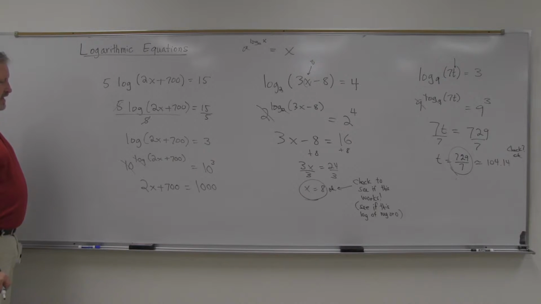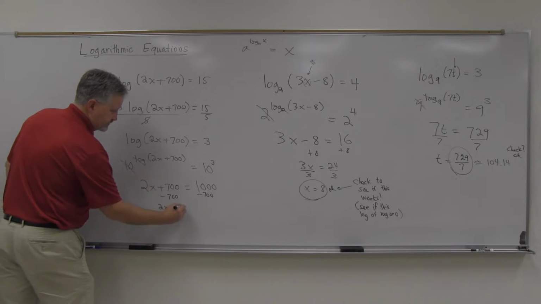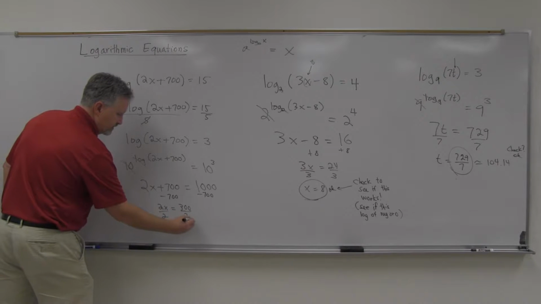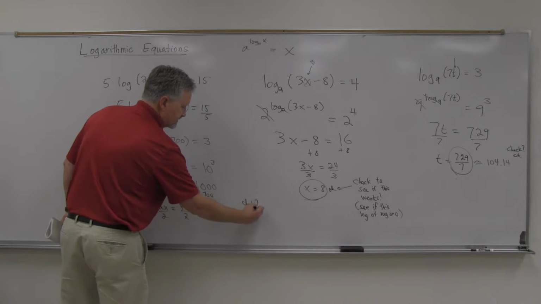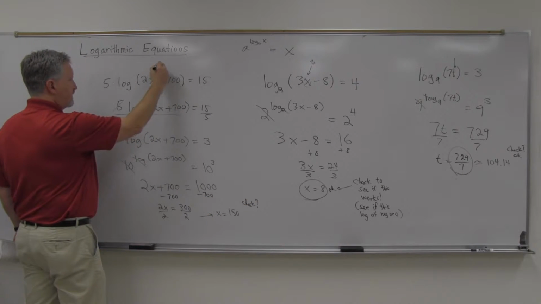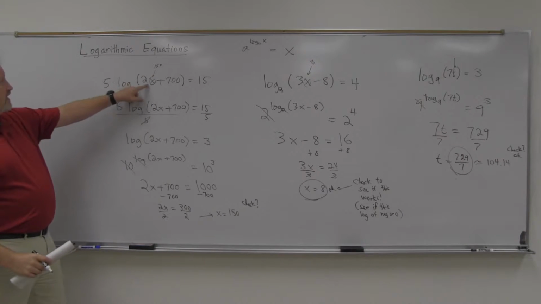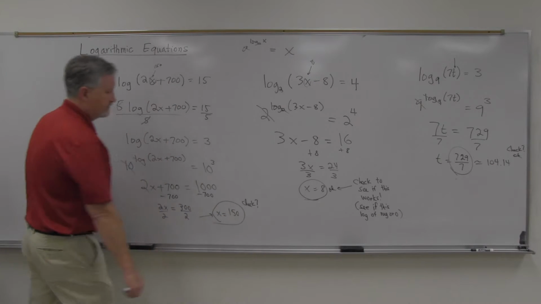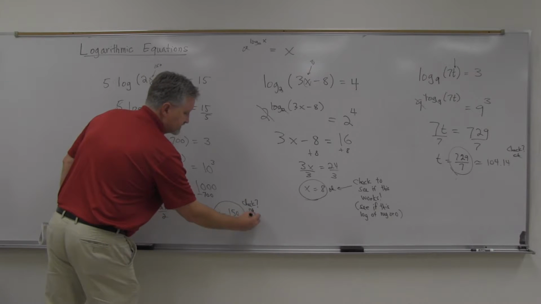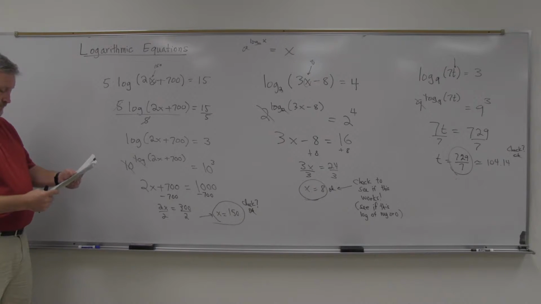And then I'll just solve. Subtract 700, 2x equals 300, so divide by 2, x is 150. But before I say that's the answer, does it check out? If I plug in x to be 150 there, do I get the log of a negative or log of 0? 2 times 150 is 300, plus 700, that's 1,000, that's okay. As long as it's not a log of a negative or 0, it's okay. Checks out. Any questions or concerns?